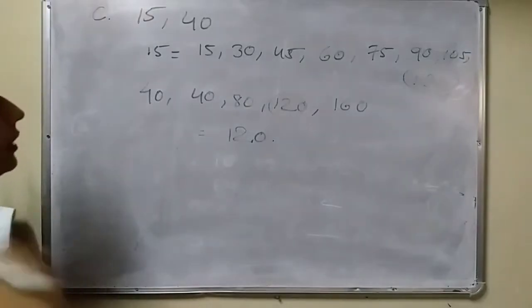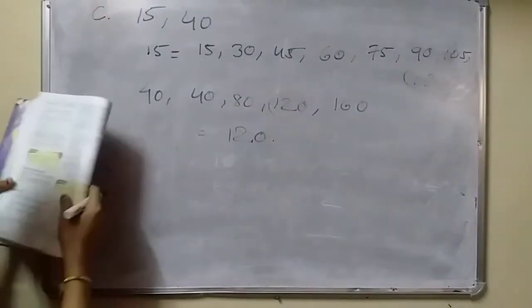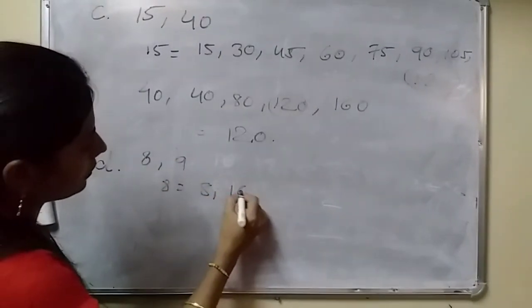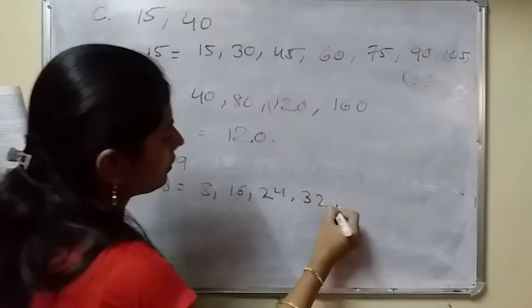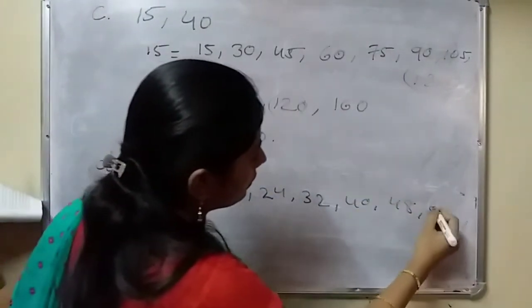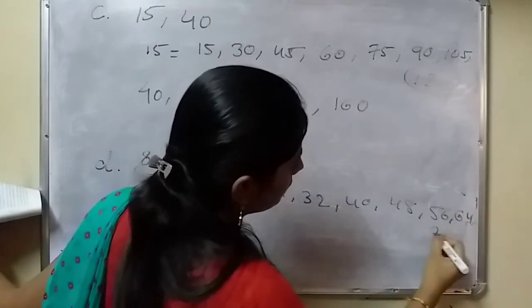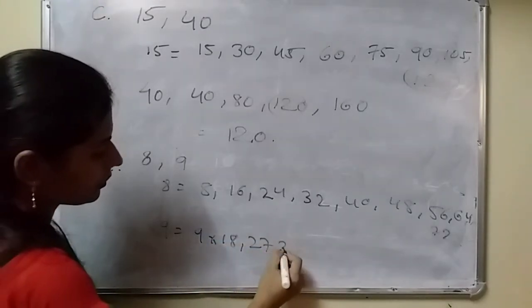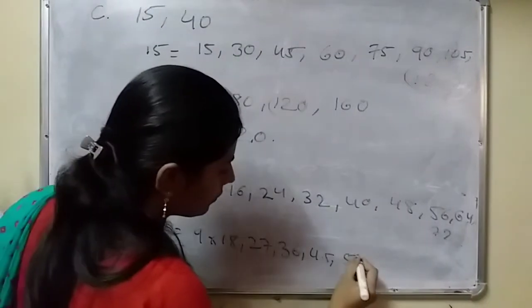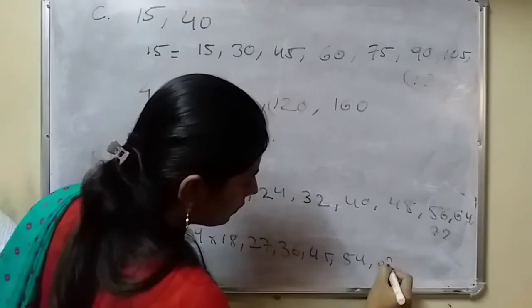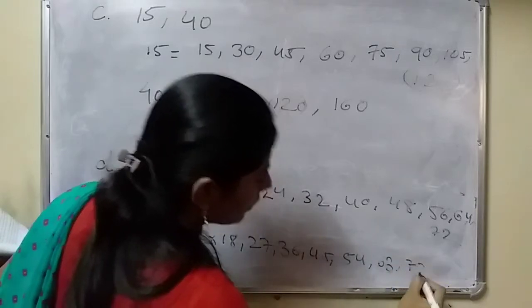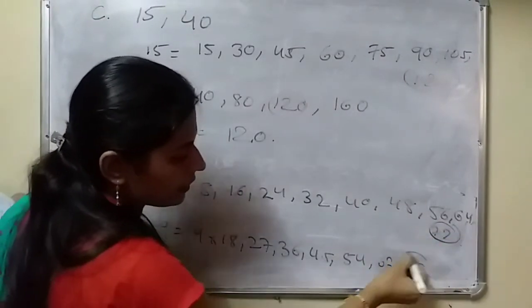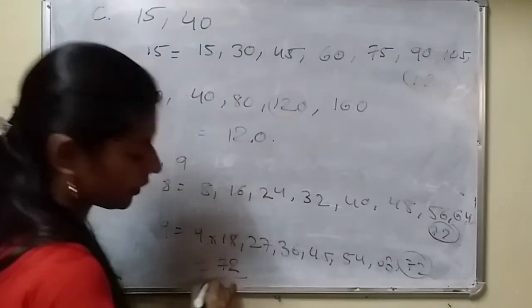120. Okay. Now see D, 8 and 9. Now 9, 72. Now see which is the common multiple you can see here, only 72. So your answer is 72.